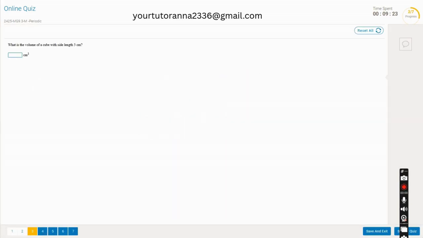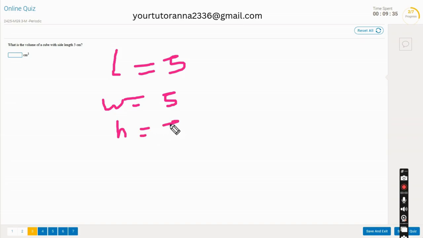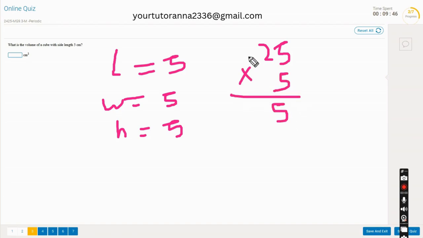The next one, what is the volume of a cube with side length 5? So again, remember, for a cube, the length is 5, the width is 5, and the height is 5. So it's all 5, 5, 5 for a cube. Remember, they have all the same sides. So let's do that. 5 times 5 is 25. 25 times 5: 5 times 5 is 25, 5 here, 2 up. 10, 11, 12, 125.